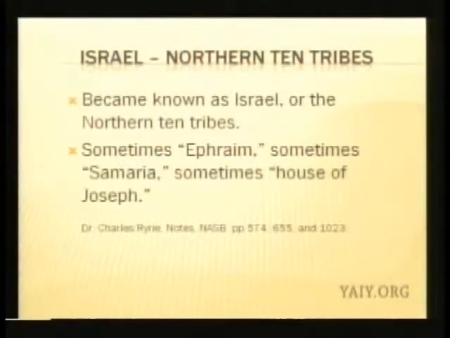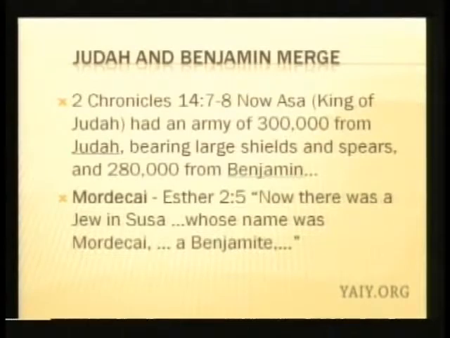Israel, the northern ten, sometimes called Ephraim, sometimes Samaria, after their capital, Ephraim being the leading tribe, by the way, sometimes the house of Joseph, all refer to the northern ten. Judah and Benjamin merge. Now, Asa, king of Judah, had an army of 300,000 from Judah and 280,000 from Benjamin.